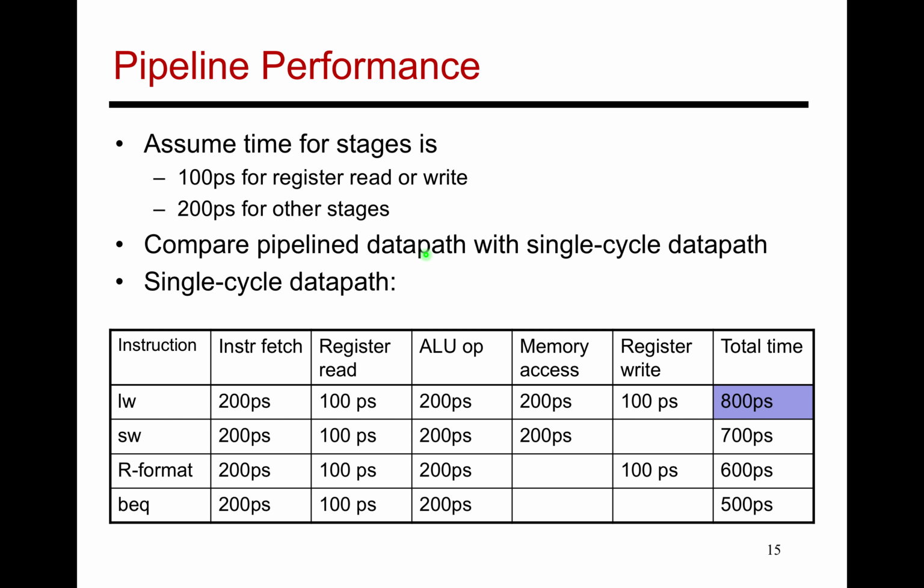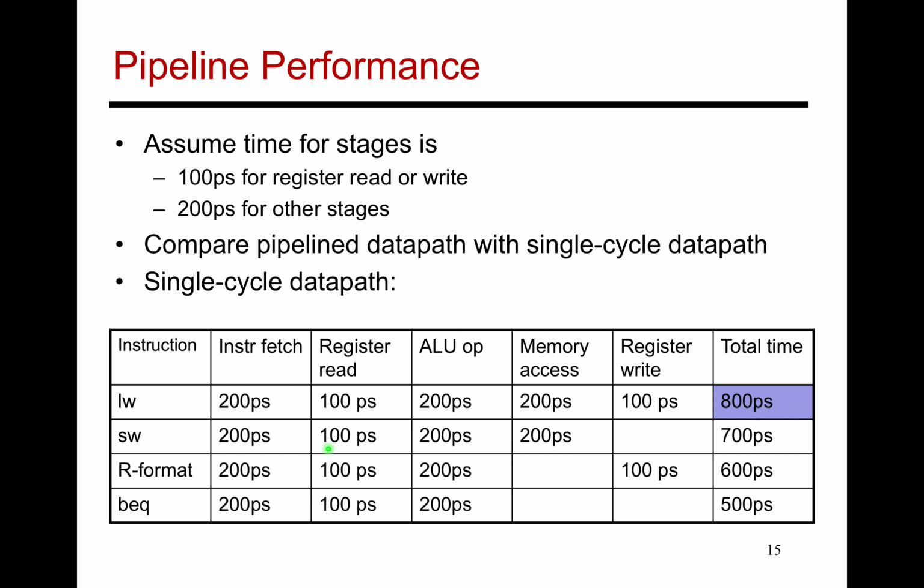So for the single cycle data path, let's take a look at different instructions. For load, which takes the longest, we go through the fetch, register read, ALU operations to carry out the calculation of the effective address, memory access, and then finally writing back into the registers. So these operations take 200 plus 100, 300 plus 200, 500 plus 200, 700 plus 100, 800 picoseconds to complete. So that's for load operations.